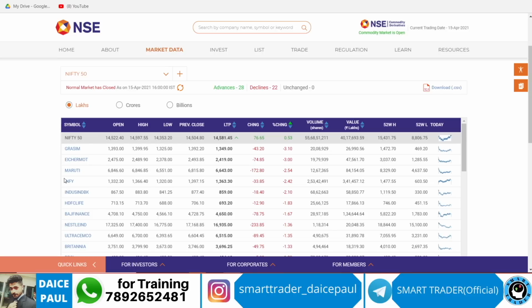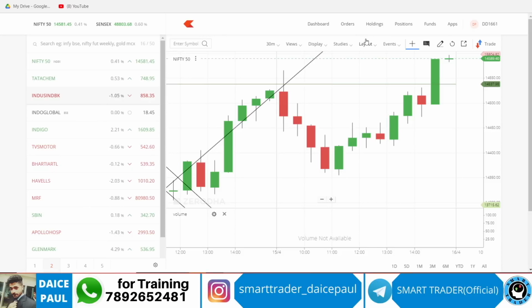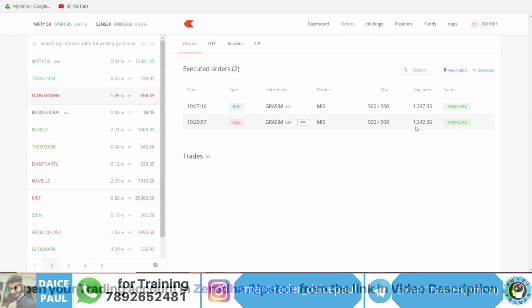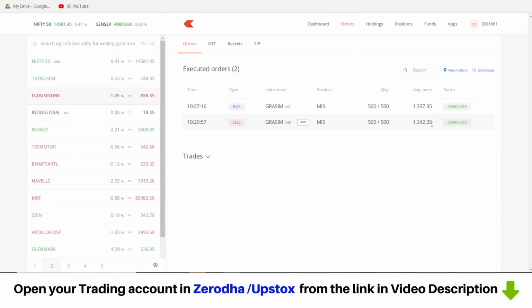I took both on my radar, and then I decided Grasim is the stock I have to go with. Then I finally shorted Grasim around, how much? 40 to something, yeah, 1342.35. I shorted Grasim, and I calculated 0.3 percent in my system. It was around 5 rupees or so. I just calculated 5 rupees in my mind and subtracted 5, that is 1337.35.